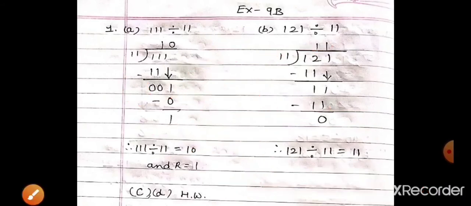Okay, so here the answer is 11. Quotient is 11 and remainder is 0. Okay, so like this you have to do. C and D is your homework.